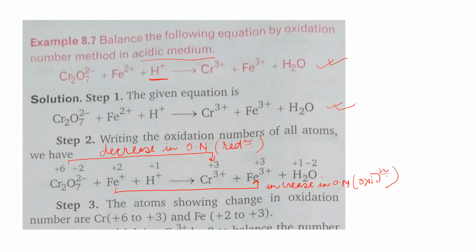Okay, now you have to see that next, step 3, the atom showing change in oxidation number. That is chromium is changing from +6 to +3, and Fe is +2 to +3. That means chromium is taking 3 electrons and iron is losing 1 electron. Let me see what is there in the next step.